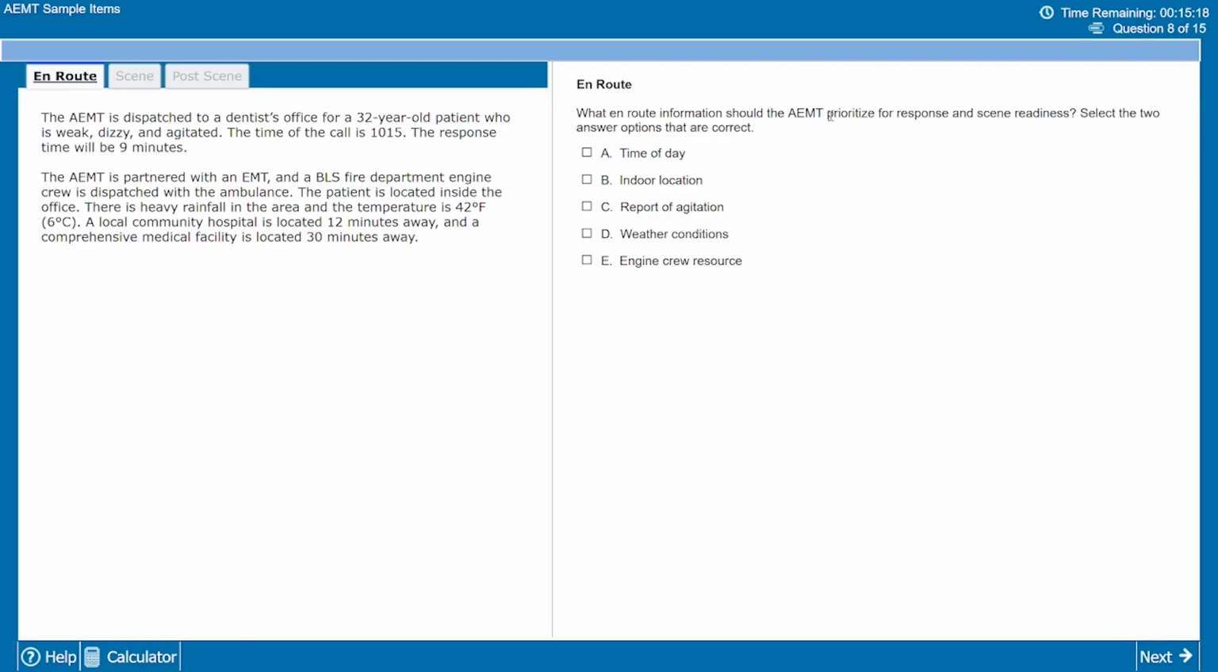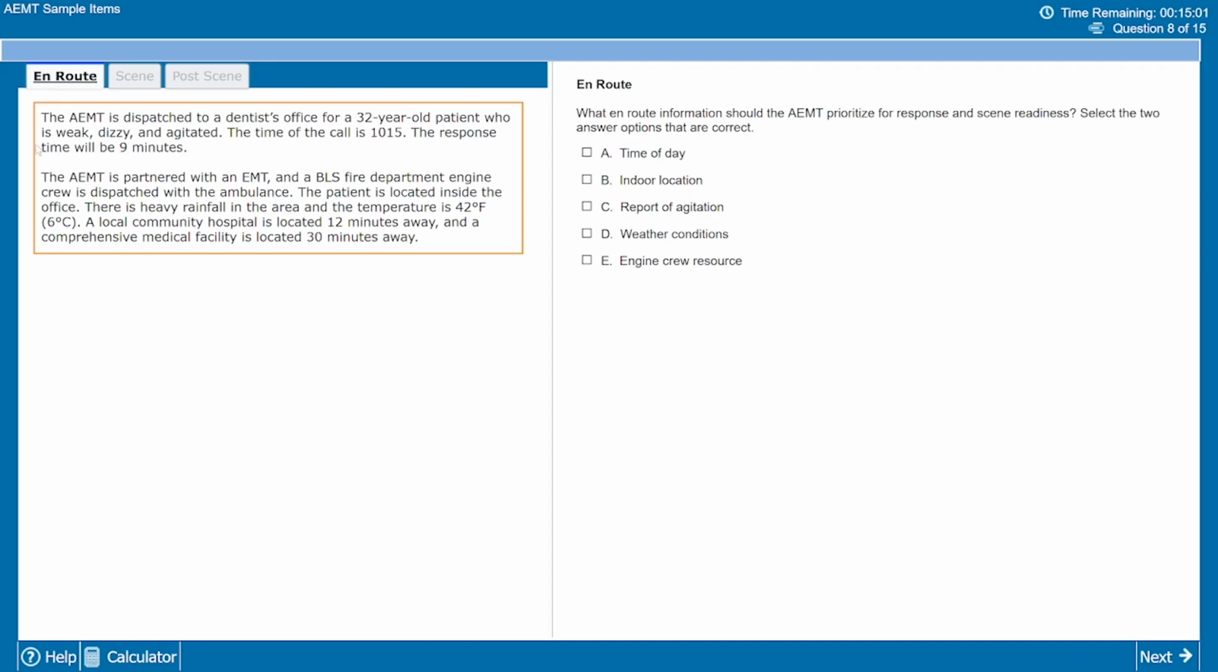So, what are we prioritizing for response and scene readiness? Select the two answer options that are correct. So we need to be able to cut out a lot of the garbage here, right? So just looking at this, the AEMT is dispatched, like, who cares about this section right here? Who cares?